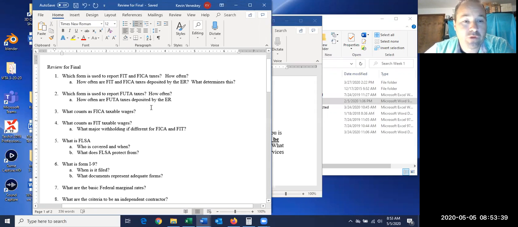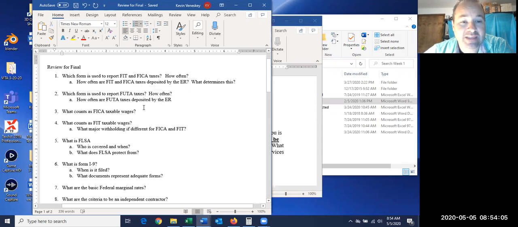All right, the form used to report FUTA taxes. So the two forms I really expect you to know going out of this class. If you don't take much more away out of it, you should know how to do a payroll register. You should know how to set up Excel. You should definitely know the two forms, 941 and then this one, 940. How often is it reported? Remember, that's an annual form. We only have to do that once a year.